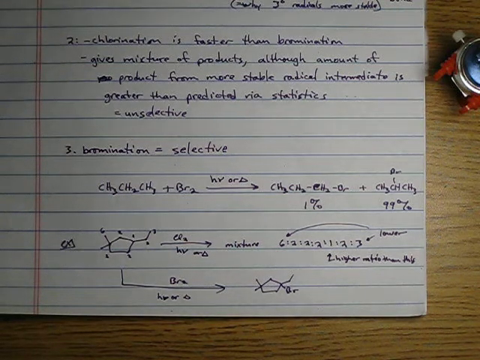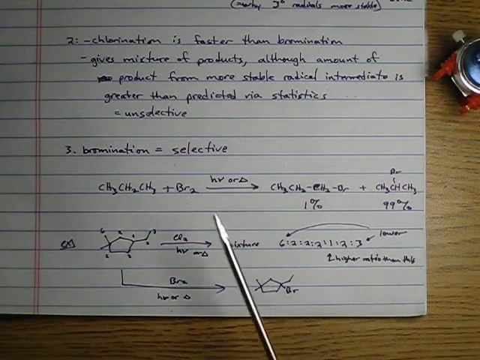Recall when we were looking at why iodine and fluorine don't work, iodine is too slow, fluorine is just too violent and too fast. So bromine is next to iodine, so we'd expect the bromination reaction to be slower than the chlorination reaction, and it is. And because bromination is slower than the chlorination reaction, the reaction has time to get the more stable product. The longer a reaction takes, the more likely you're going to end up with the more stable product.